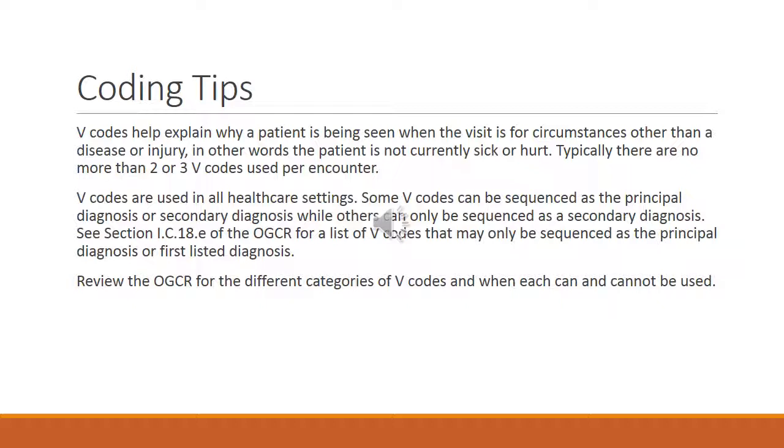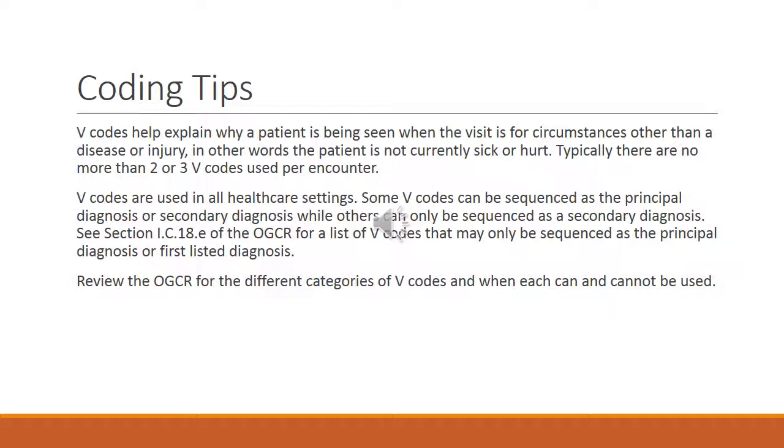Okay, here are a few coding tips for the information covered in Chapter 8. V codes help explain why a patient is being seen when the visit is for circumstances other than a disease or injury. In other words, the patient is not currently sick or hurt. Typically, there are no more than 2 or 3 V codes used per encounter. V codes are used in all healthcare settings.